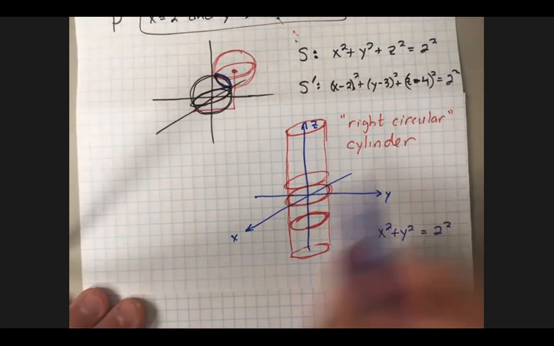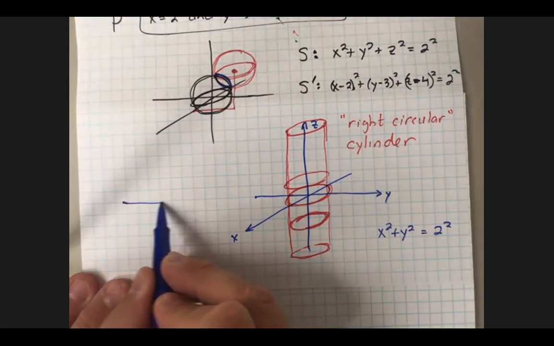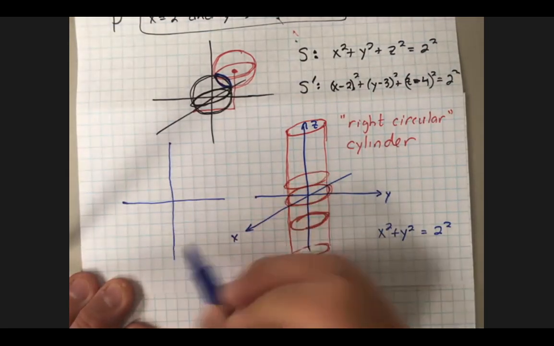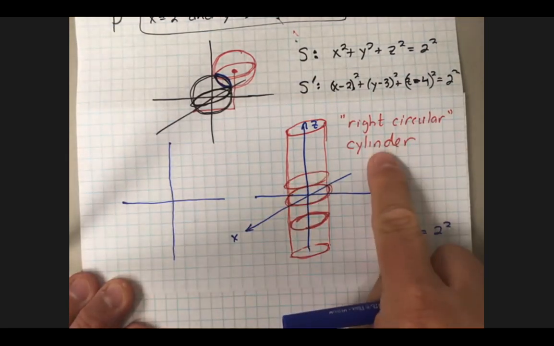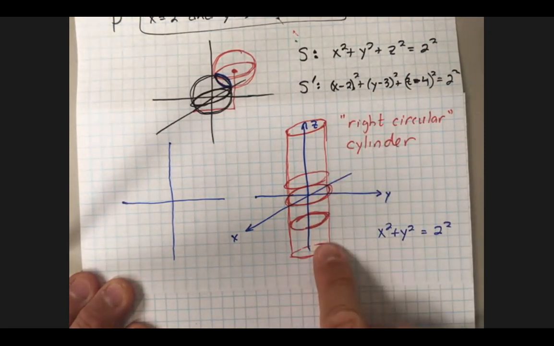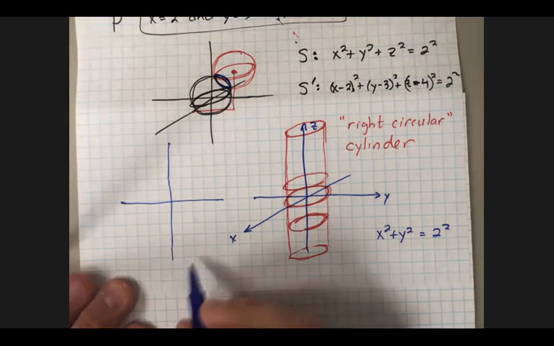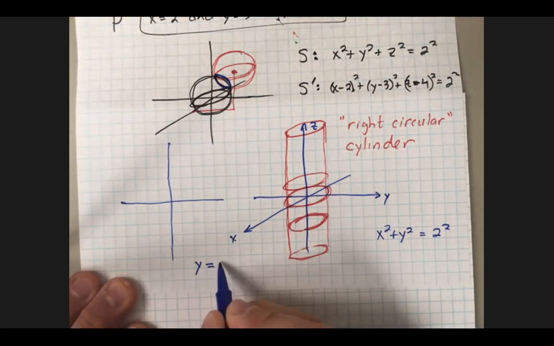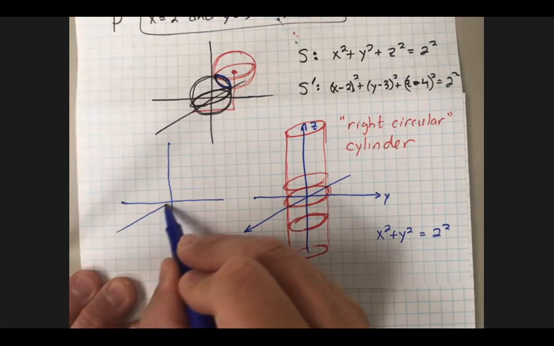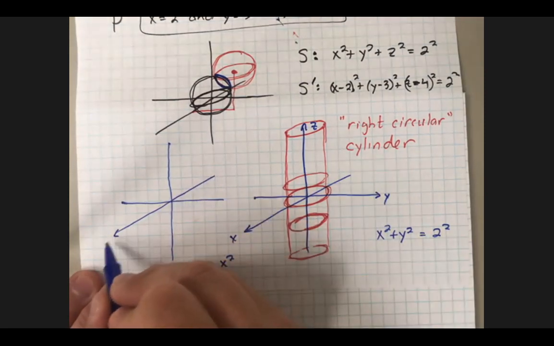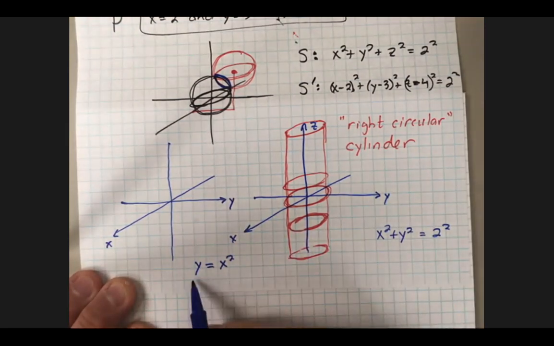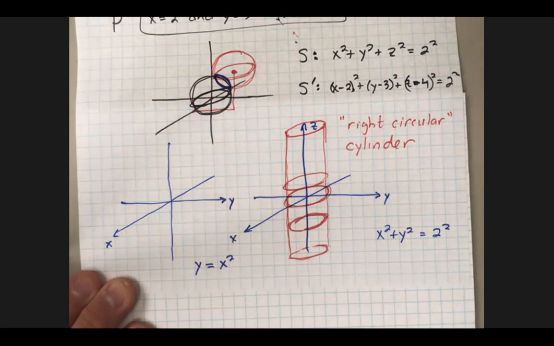That means it's a cylinder made out of right circles. Well, it's a cylinder made out of circles, and the circles are at right angles to this plane. But I could instead look at this equation, y equals x squared. Let's say this is the x-axis, y-axis. And you know y equals x squared to be a parabola.